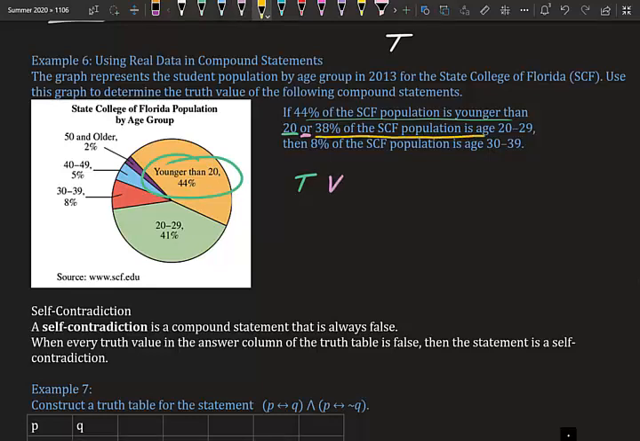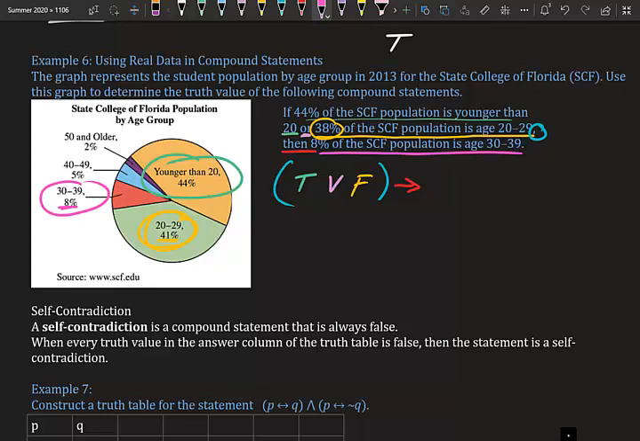38% of the population is 20 to 29, so 20 to 29 is right here. It's 41%, not 38%, so that's false. We have a comma, so you know what that comma means. We have parentheses. We have a connective of then. Next, 8% of the population is 30 to 39, so 30 to 39, 8%, that's true. Let's simplify. So true or false is true. If then true. So this is a true statement.